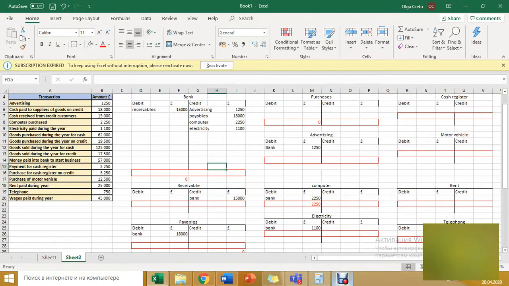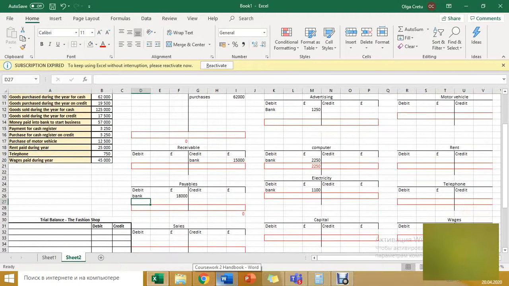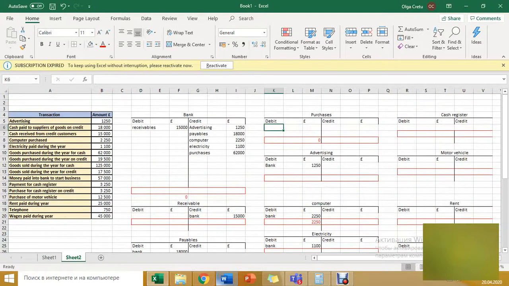And then we also said that we have goods purchased during the year for cash for an amount of 62,000. So we spent basically 62,000. We purchased goods, right? So the money went out from our bank account. We purchased goods in cash for 62,000, and of course under the purchases, where is our purchases account? Here. Bank. These are the goods for cash, 62,000.